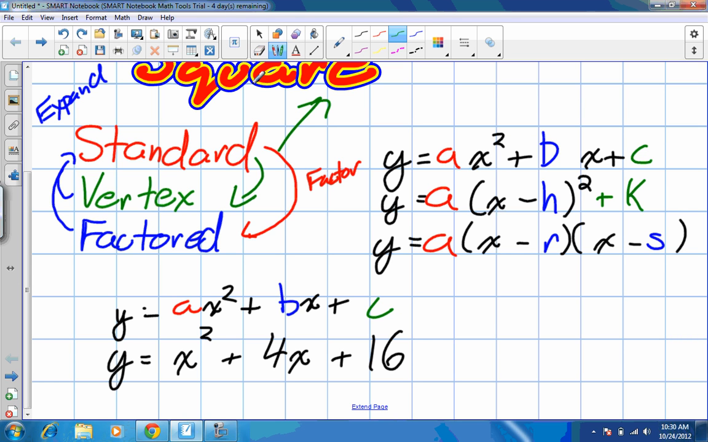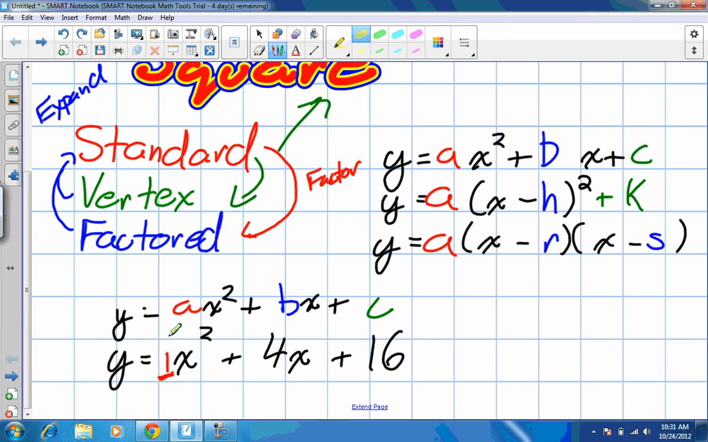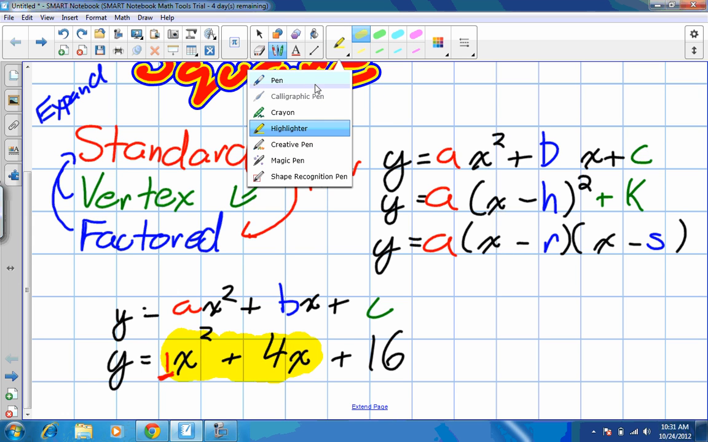So, the very first thing we need to do is recognize what the a value is in our equation. What is the a value in our equation? 1. That's right, it's 1. So in completing the square, what we want to do is take that a value and divide the first two terms in the trinomial by the a. So what we mean by that is our x squared and our b term. We're going to divide both of them by our a.